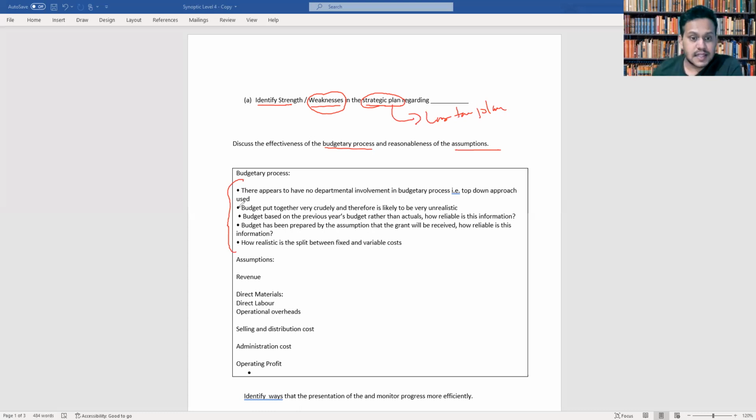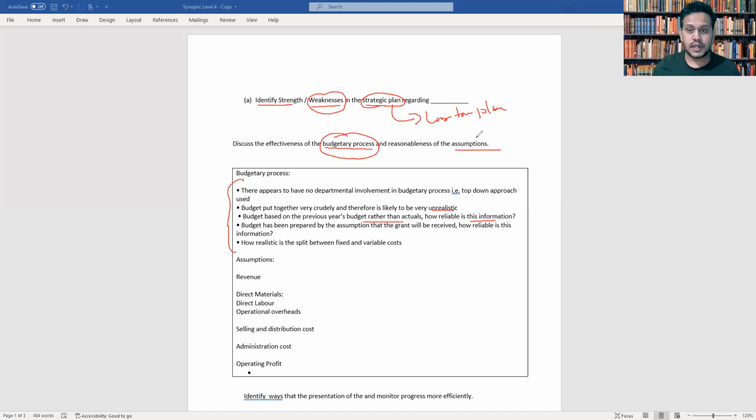For example, it says like this: not all departments are involved in the budgetary process. The budget is put together very crudely, and therefore is likely to be unrealistic. And the budget follows from last year, so it looks like it's not going to be realistic. This sort of sentence you can write, and for every sentence you'll get marks, even though you don't read the whole question. Just read that it's asking for the budgetary process, write it, and you will get the marks.